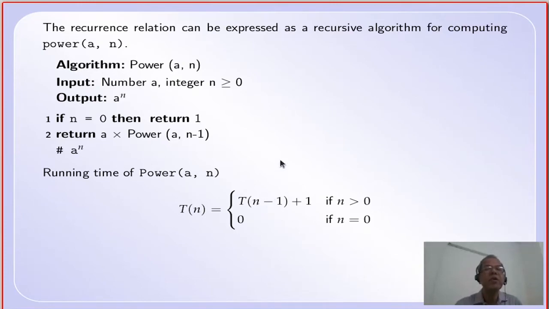T of n is equal to, if this is size n, this is n minus 1. There is no big deal. T of n minus 1 plus 1. The plus 1 is for multiplying the result of power of a n minus 1. There is only one multiplication operation. It takes constant time. So this takes a time T of n minus 1, and the multiplication takes one constant time. Therefore, this is 1 plus T of n minus 1. Have we already solved this recurrence relation before?